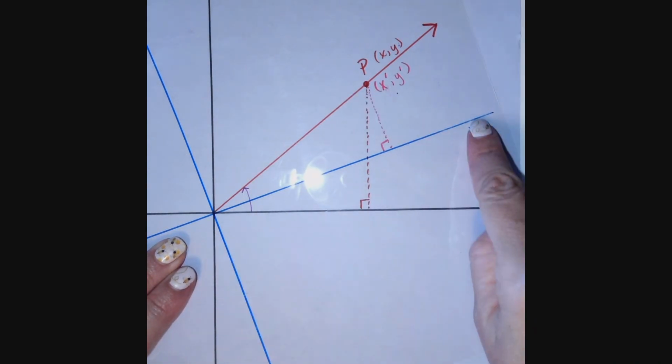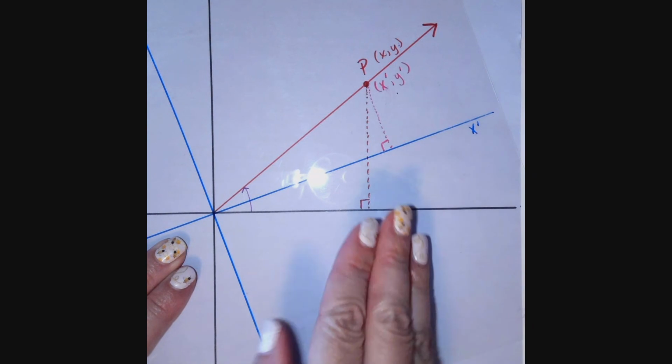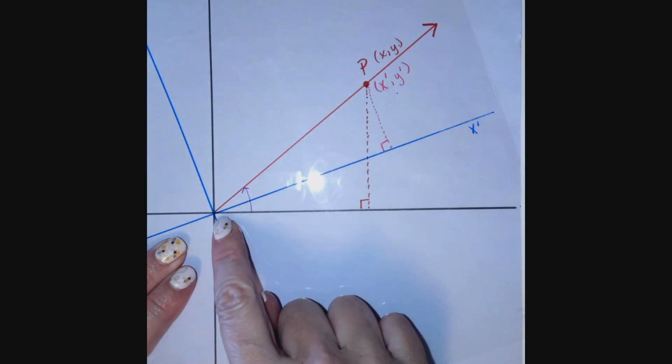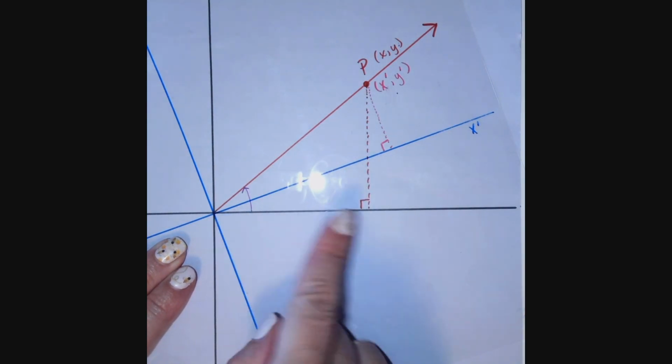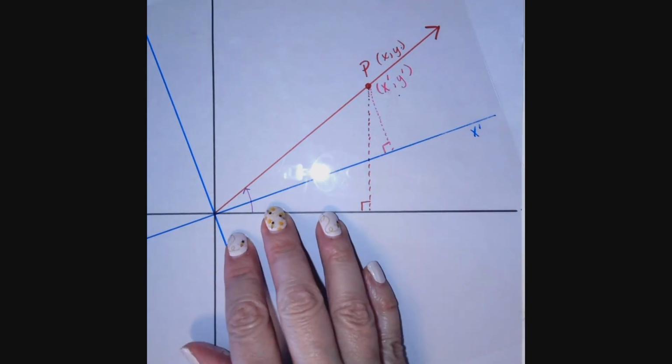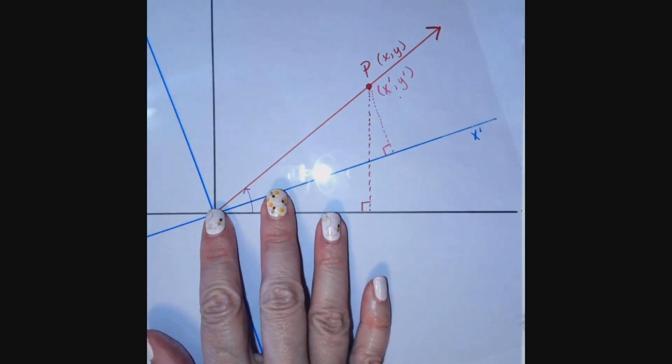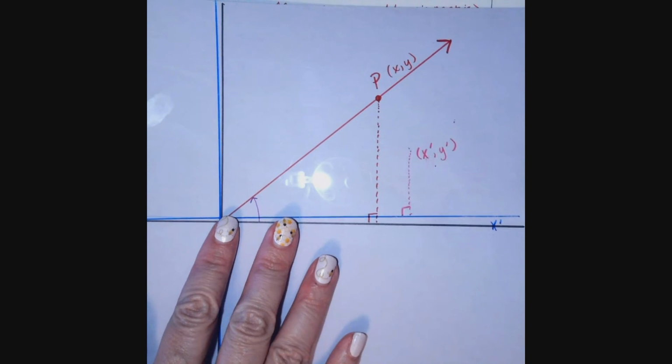So you see that my new axes are just rotated. I've kept the origin centered there, but I've rotated my xy coordinate plane so that that new point lines up, and I can rotate it back.